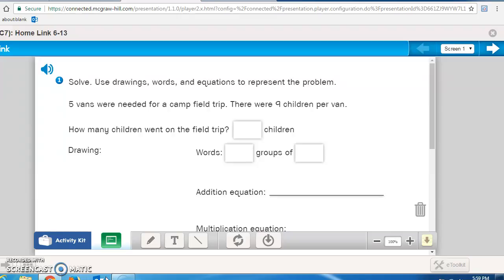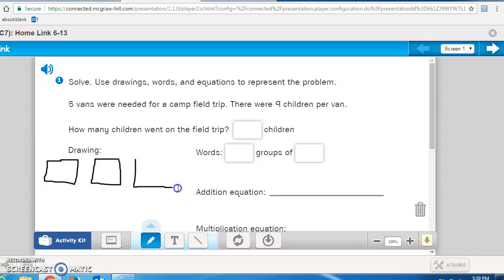It says solve. Using drawings, words, and equations to represent the problem, 5 vans were needed for a camp field trip. There were 9 children per van. How many children went on the field trip? Drawing. Well, if there were 5 vans, instead of taking time to draw a van, I would just draw a box. That represents the 5 vans. And my boxes, as you see, are not very pretty. Yours should look much better than mine.